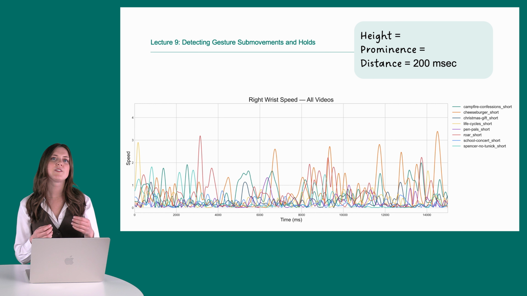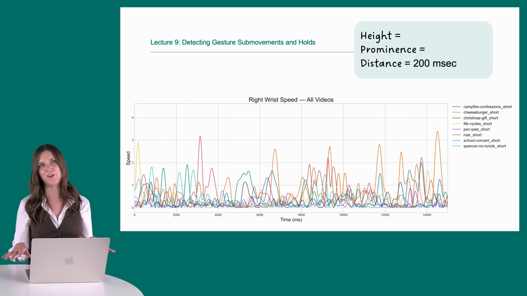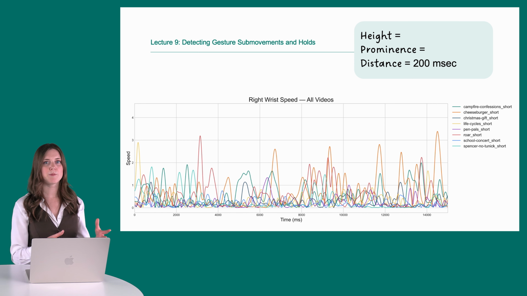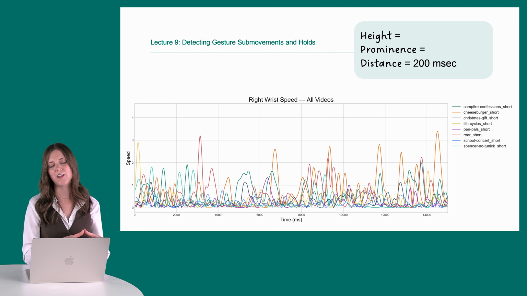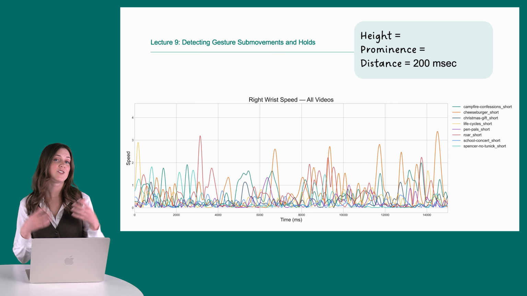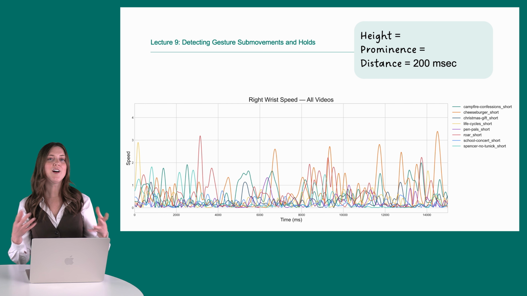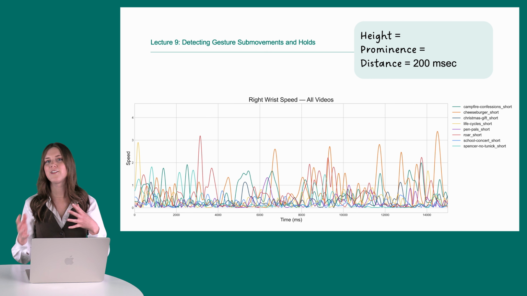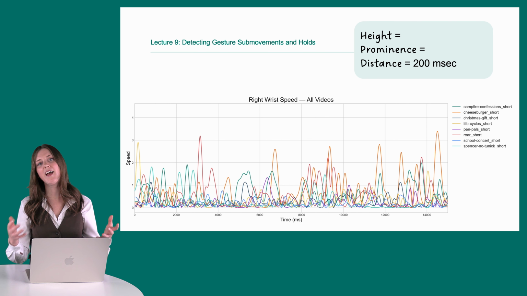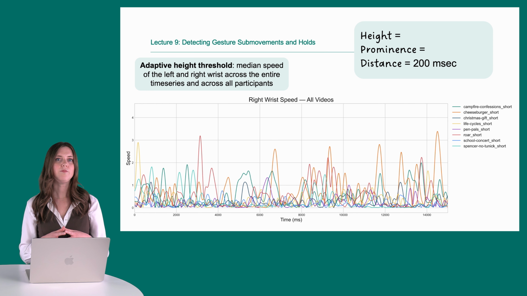In this plot, you see the right wrist speed signal for all 8 participants in our dataset. Each participant video is represented by a different color, and we've zoomed into the first 15 seconds of the videos. These participants gesture a lot, so we see lots of speed peaks, but we also see that their wrists are always moving a little bit. They're never fully at rest, which again is probably amplified because they are standing.